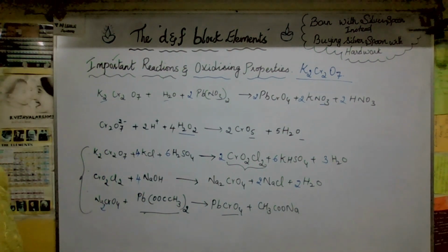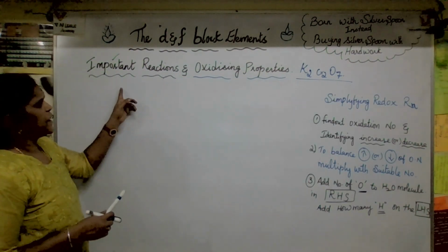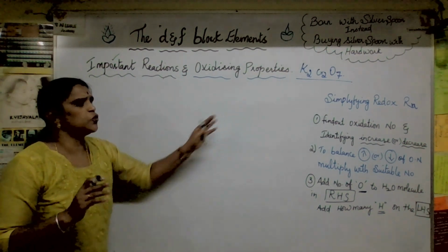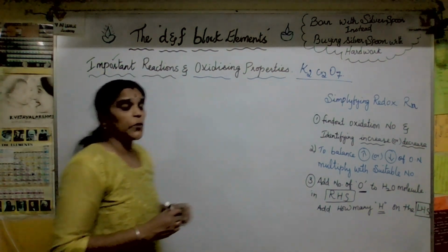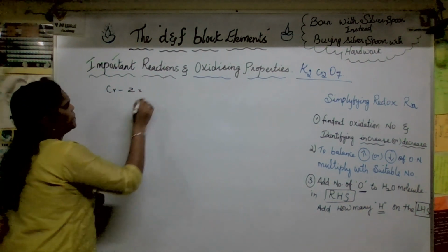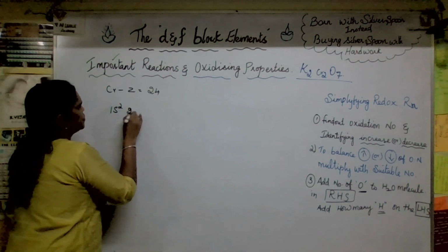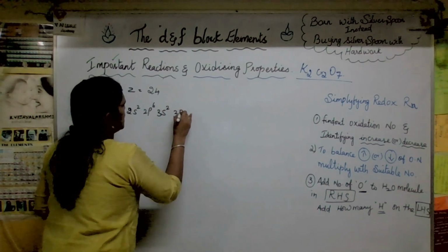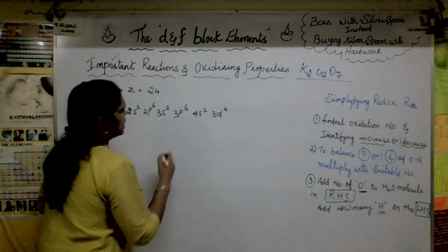You got it? Okay, now let us go for the oxidizing properties. Now let us identify that oxidizing property. It is very interesting and easy also if you know those important points to be noted. Okay, first and foremost, let us go for chromium. Chromium atomic number, Z is equal to how much? 24. How to write that electronic configuration? 1s2, 2s2, 2p6, 3s2, 3p6, 4s2, 3d4. Right?